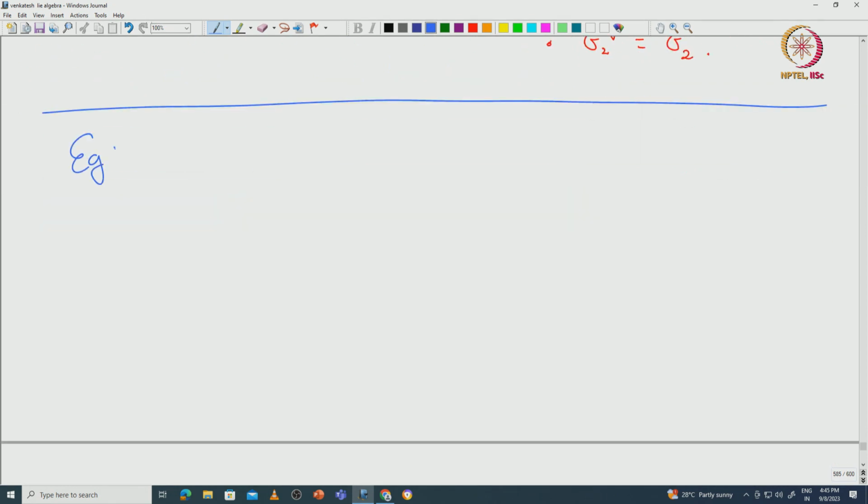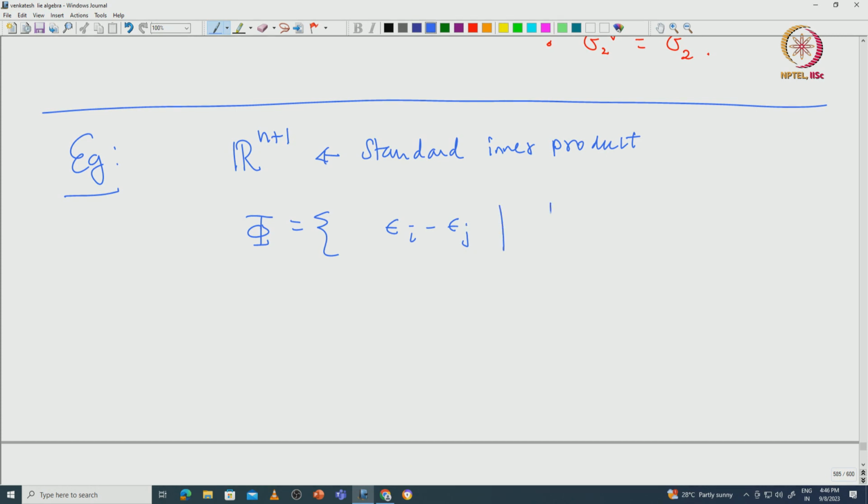Here is one very important example. We can take R^(n+1) with the standard inner product. Then take Φ to be the set of all ε_i minus ε_j, where 1 ≤ i ≠ j ≤ n+1. So, all these ε_i minus ε_j you take. That is going to give us a root system inside R^(n+1).